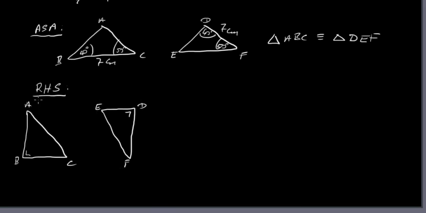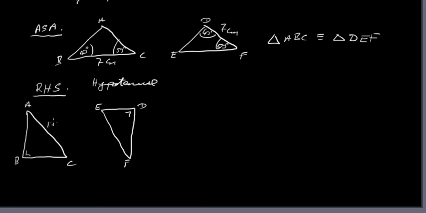Now here we have R, which stands for right angle. So we do have a right angle here, we have a right angle here, so we have that. H stands for the hypotenuse. And remember that the hypotenuse is the longest side. The longest side of both of these triangles is this one here and this one here. It's the side opposite the right angle. So this side here is the hypotenuse and this side here is the hypotenuse. And then we need one other side.